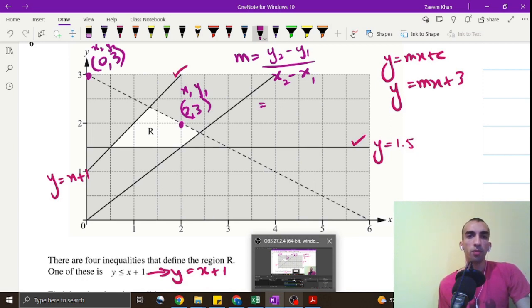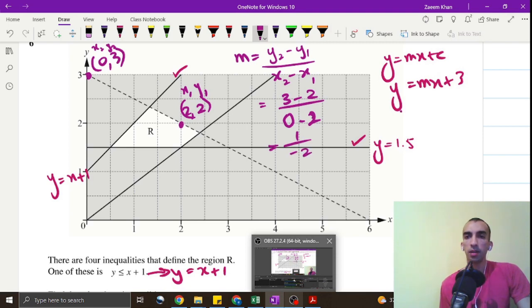How much is y2? Let me fix this point. I accidentally wrote it wrong. This is 2, 2. So y2 is 3, y1 is 2. How much is x2? How much is x1? 3 minus 2 is 1. 0 take away 2 is negative 2.